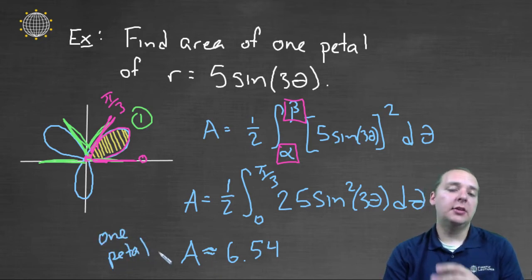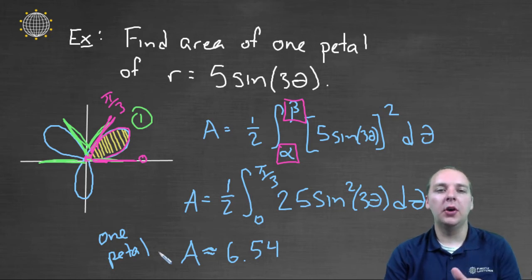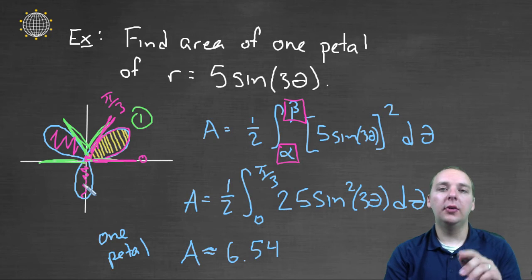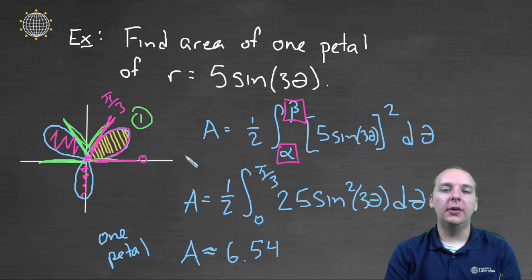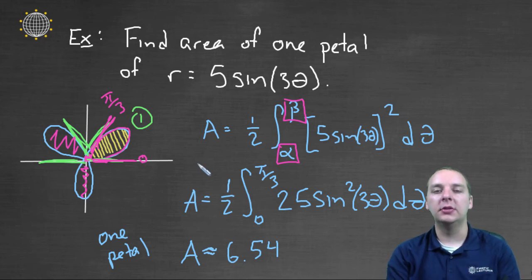Just one quick thing before I let you go. Sometimes we'll be asked for the area of all 3 petals. No problem at all. You would just take this answer and triple it for the area of all 3 petals. Don't do the integral from 0 to 2 pi or anything like that. You just want to do 1 petal and then multiply by however many petals you have. So anyway, hopefully that example helps you understand finding the area of polar regions just a little bit better.